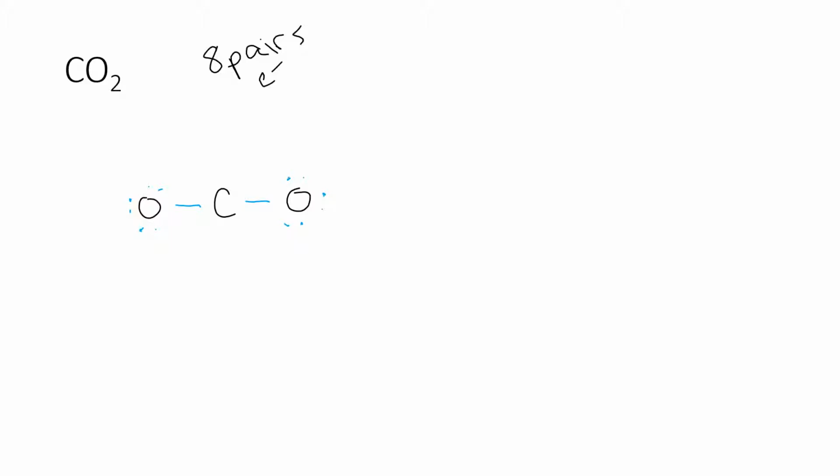Okay, so some of these are a little hard to see. Here we go. There. Okay, so each oxygen has 4 pairs of electrons. The 4 pairs they have are 1 bonding pair and 3 non-bonding or lone pairs of electrons.